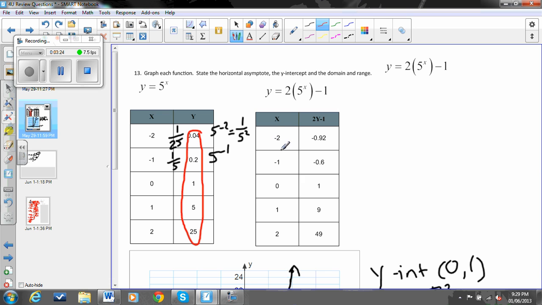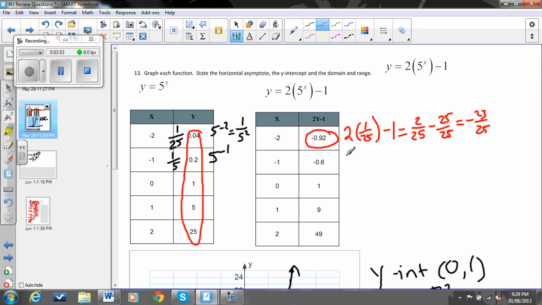So at x equals -2, the new y value is going to be 2 times 1 over 25 minus 1. Getting a common denominator, I have 2 over 25 minus 25 over 25, and that gives me -23 over 25, or -0.92.